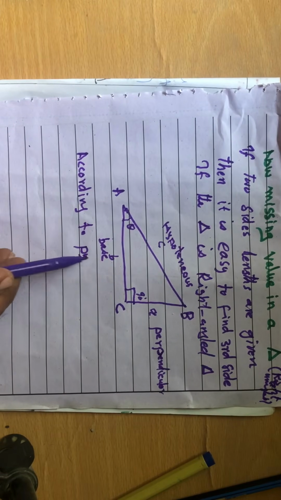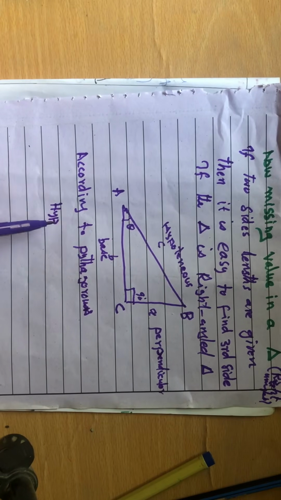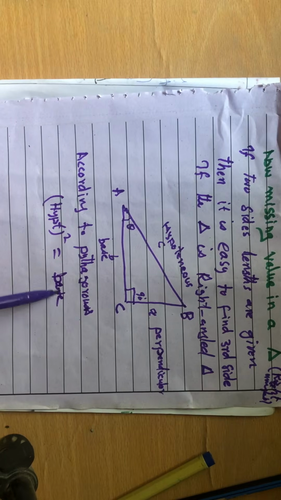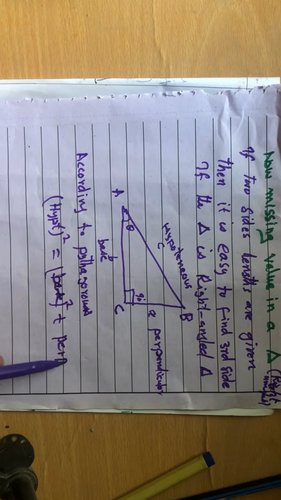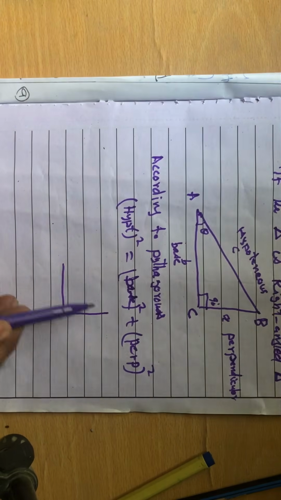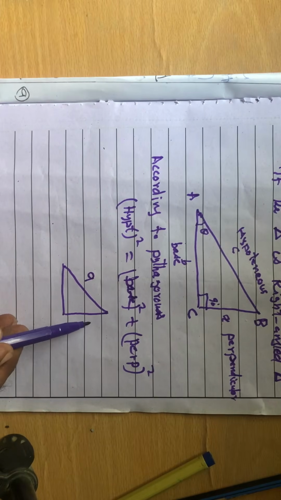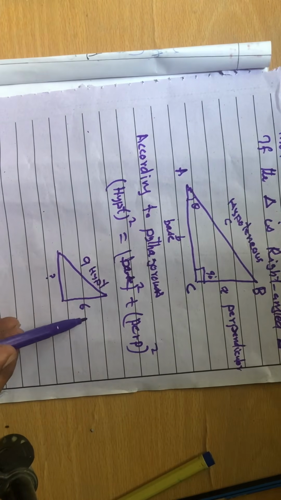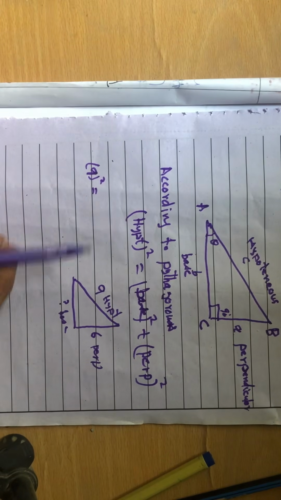According to Pythagoras theorem, the hypotenuse square is equal to base square plus perpendicular square. Using this formula, we can easily find any missing side, but the condition is we must have at least two sides. Such as here we have a right angle triangle, and one side 6 and a second side 9 is given.